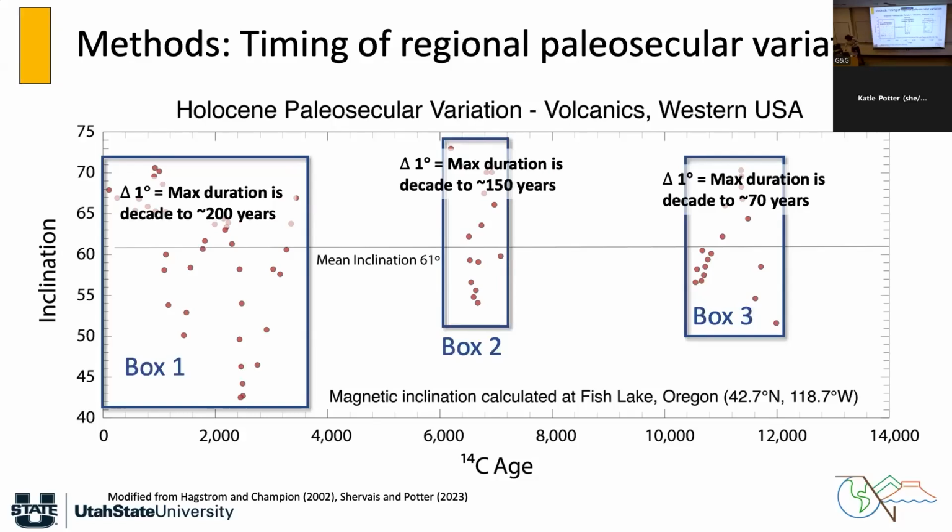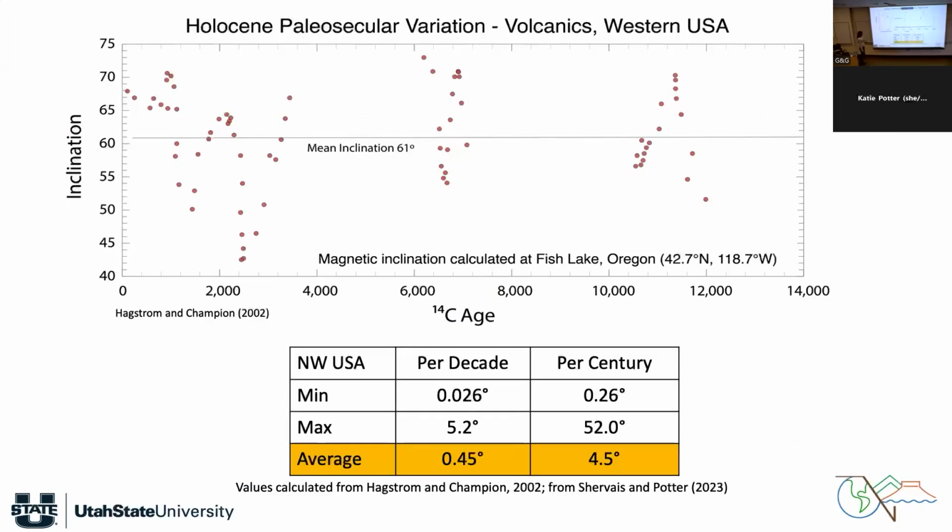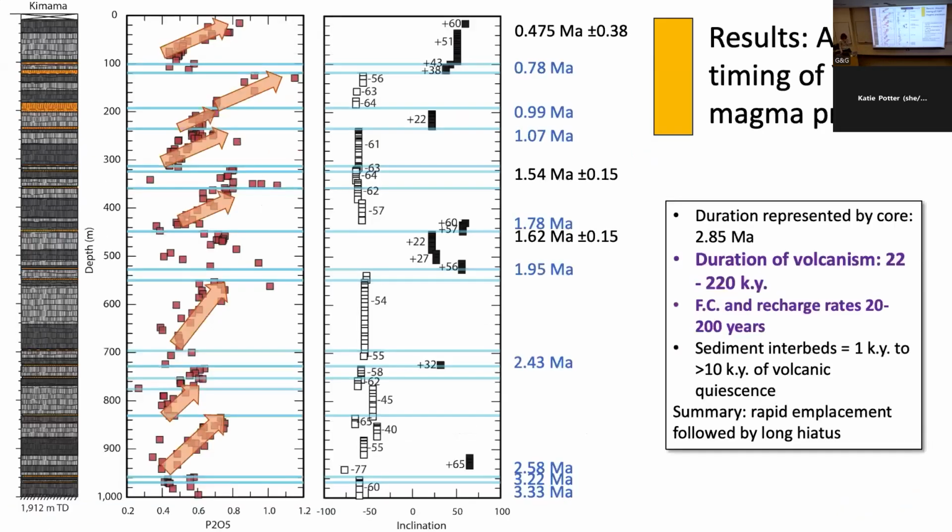So averaging all of these out, we get an average inclination change of about 1/2 of a degree every decade. We can add a decimal or shift this over, and calculate our rate of change every century, so 4.5 degrees change.